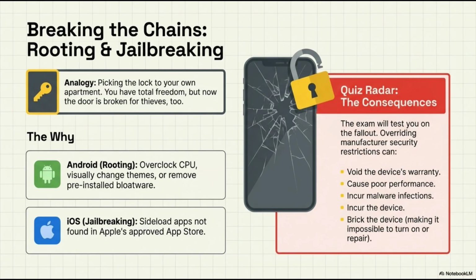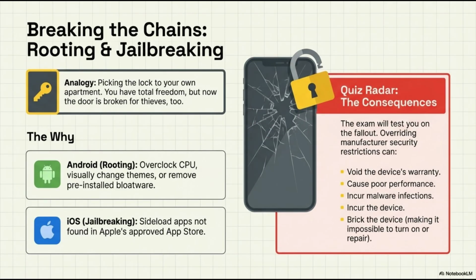Perfect analogy. On Android, this process is called rooting. The why behind it is usually to overclock the CPU, change visual themes, or, crucially, to remove pre-installed manufacturer bloatware using tools like King or Root. On iOS, bypassing Apple's restrictions is called jailbreaking, and that's done primarily to sideload apps not found in Apple's approved App Store.